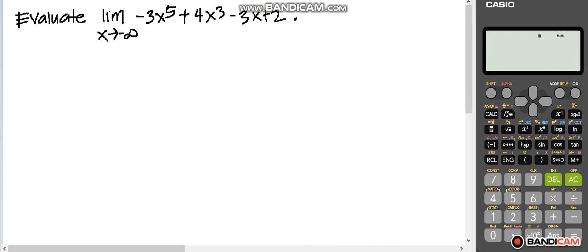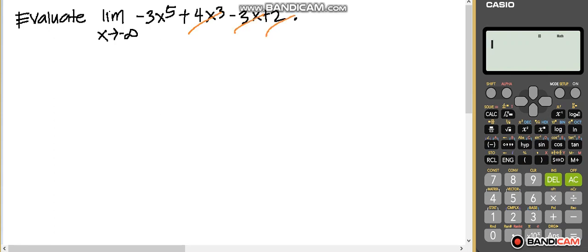Okay, so let us try to solve this problem. Okay, evaluate the limit of negative 3x raised to 5 plus 4x cubed minus 3x plus 2 as x approaches negative infinity. So, same with our previous examples, class. Just locate the leading term of the polynomial and then other terms, pwede mo na silang tanggalin. Okay, so ang leading term natin dyan ay yung negative 3x raised to 5 because it contains the highest exponent for our variable x. Okay, so tanggalin mo na tong iba pa.